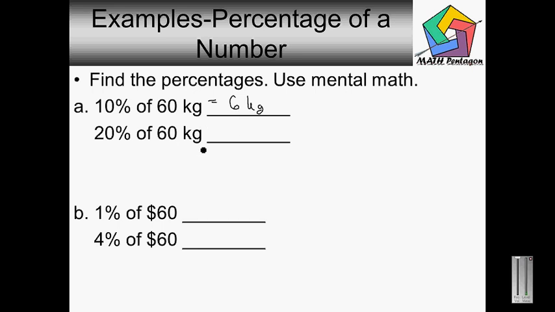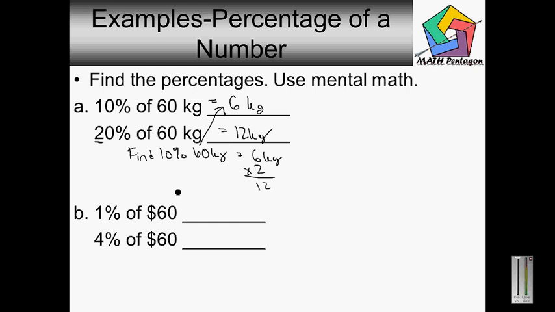Now for 20%, first you have to find 10% of 60 kilograms, and you already know that's 6 kilograms. Now in order to find 20%, I just multiply by 2, as you can see. So 6 times 2 is 12. So my final answer to this is 12 kilograms. So 20% of 60 kilograms is equal to 12 kilograms.